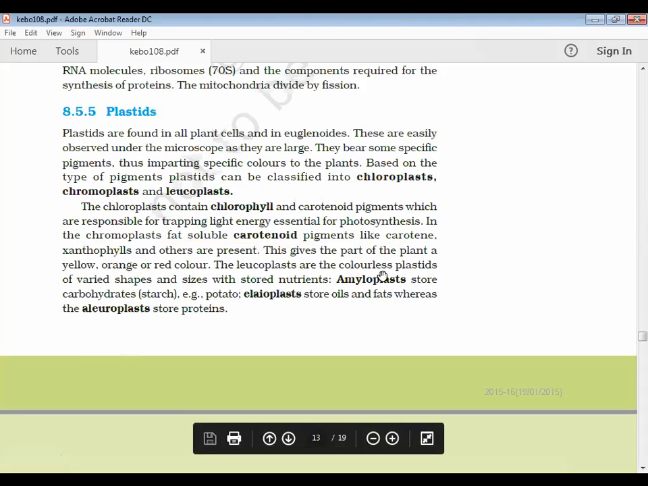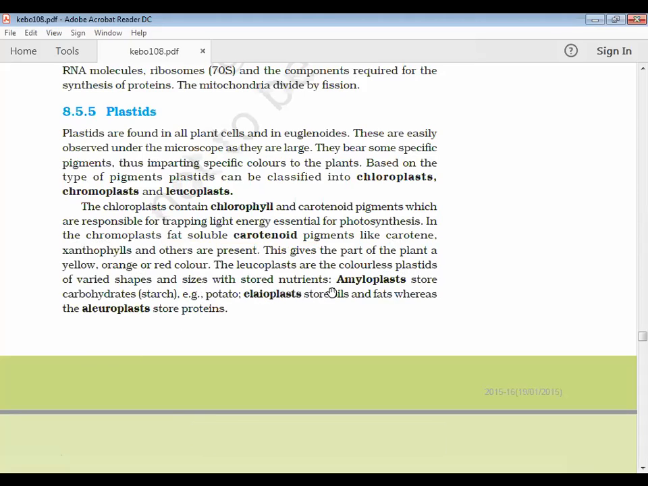The leucoplasts are the colorless plastids of varied shapes and sizes with stored nutrients. Example, amyloplasts store carbohydrates, that is starch, for example in potato. Elaioplasts store oils and fats, whereas aleuroplasts store proteins.